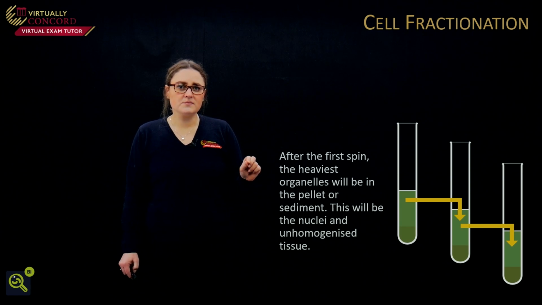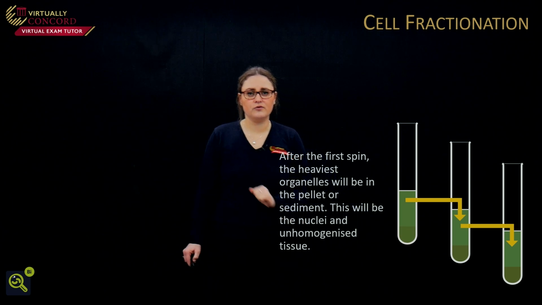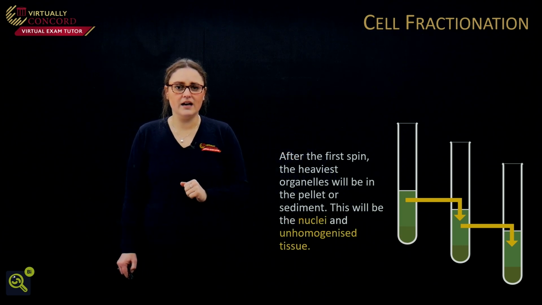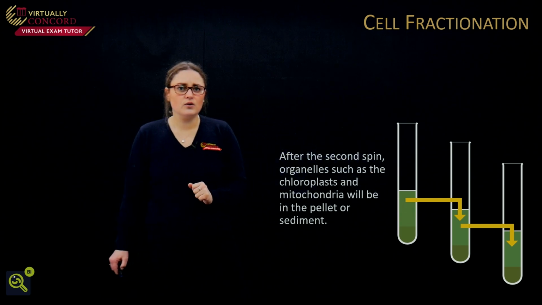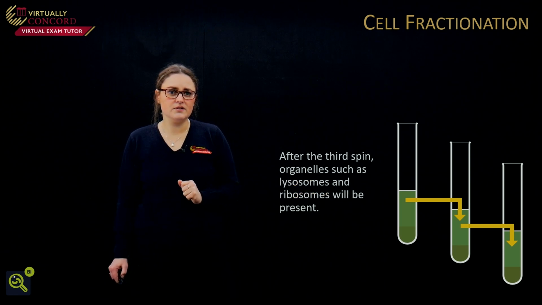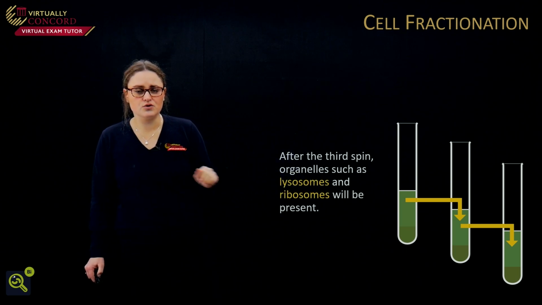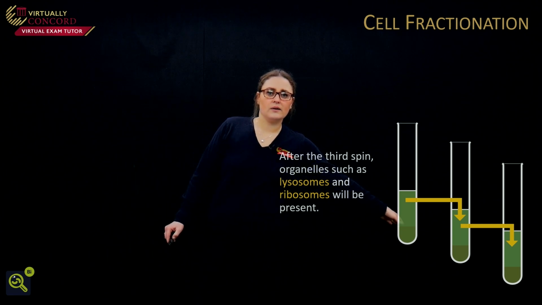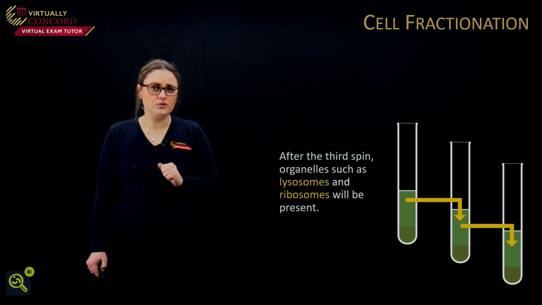Now, after the first spin, those heaviest organelles will likely sink to the bottom and form the pellet. Okay, so those are going to be the nuclei and also probably any unhomogenized tissue. Okay, within that second spin, organelles like chloroplasts and mitochondria are likely to be in the pellet or the sediment. And after that third spin, the lightest organelles like your lysosomes and your ribosomes are likely to be in that pellet. Okay, so these can be taken out each time. They can be popped onto microscope slides and you can have a look at what is available to see.